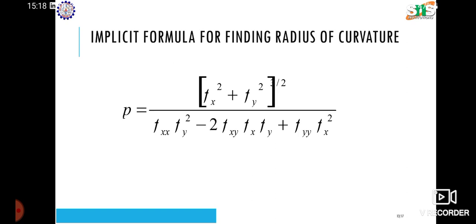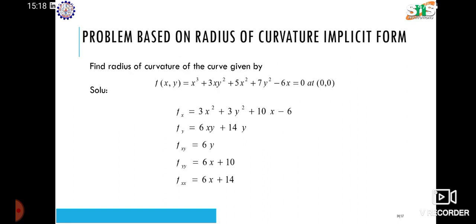Then the third one is we have to find the radius of curvature when it is implicit. So this is the formula. Suppose you have an equation like: find the radius of curvature of the curve given by f of x comma y equal to this equation at 0 comma 0. 0 comma 0 means x value is 0, y value is 0. Wherever we have x, wherever we have y, we have to put 0. Whatever the value may be, we have to substitute there.